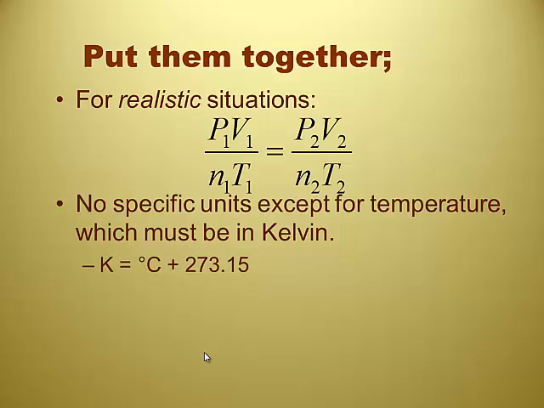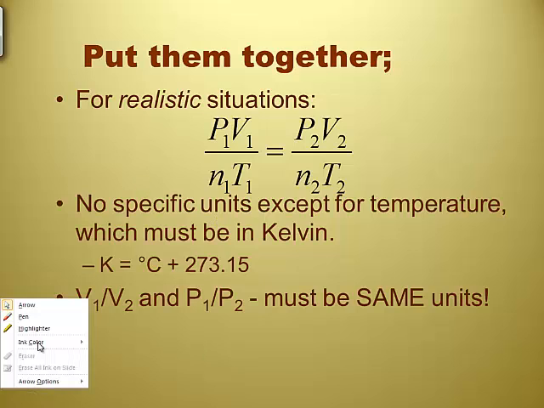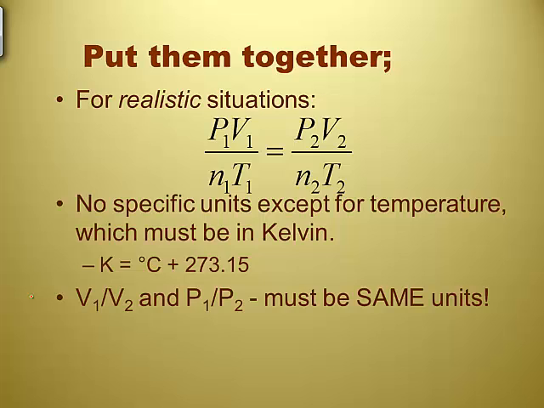So for realistic situations where more than two things are changing at a time, we've got P1V1 over N1T1 equals P2V2 over N2T2. We have to make sure the variables given in the problem are put into the right spots, and that they're in matching units. They don't have to be in specific units except for temperature, but they do have to algebraically cancel. If one pressure is in atmospheres, the other has to be too, otherwise the units won't cancel. It's a big algebra problem, but as long as you put things in the right spot, you're okay.